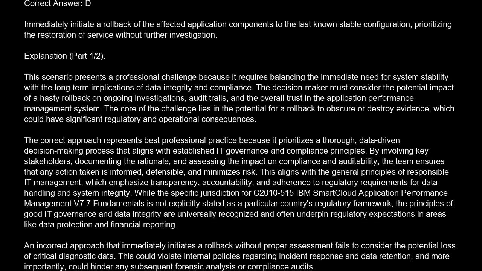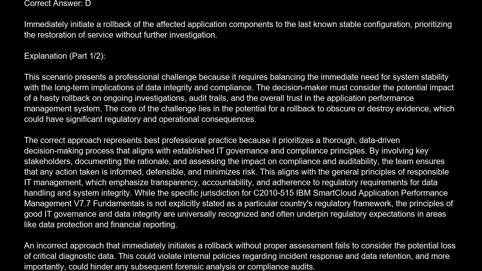Correct answer is D. Immediately initiate a rollback of the affected application components to the last known stable configuration, prioritizing the restoration of service without further investigation. Explanation. This scenario presents a professional challenge because it requires balancing the immediate need for system stability with the long-term implications of data integrity and compliance. The decision maker must consider the potential impact of a hasty rollback on ongoing investigations, audit trails, and the overall trust in the application performance management system.